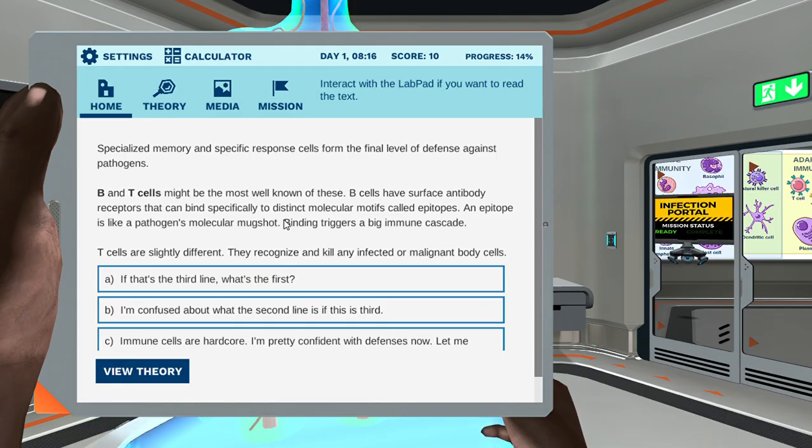Option A. If that's the third line, what's the first? Option B. I'm confused about what the second line is if this is third. Option C. Immune cells are hardcore. I'm pretty confident with defenses now. Let me explore the organs.